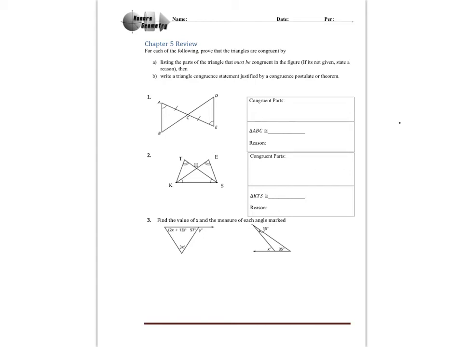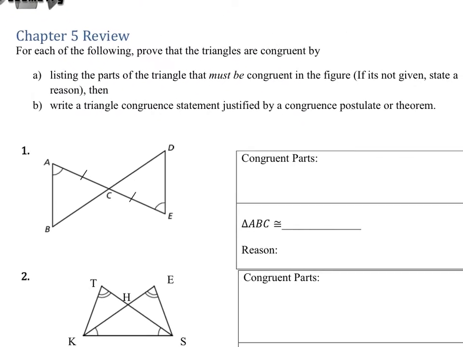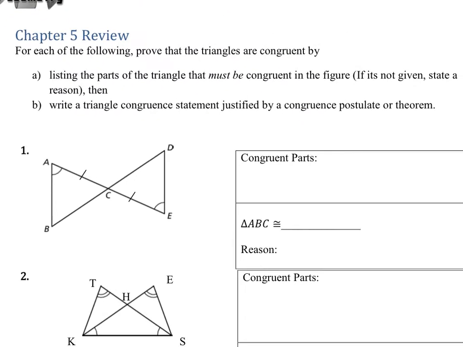Let's review some congruent triangles here. So first section here, we're going to look for all of our congruent parts and decide if the triangles are congruent. First off, we got some given things. On this one, we know that angle A is congruent to angle E. We also know that AC is congruent to CE. Those are given, they're marked.